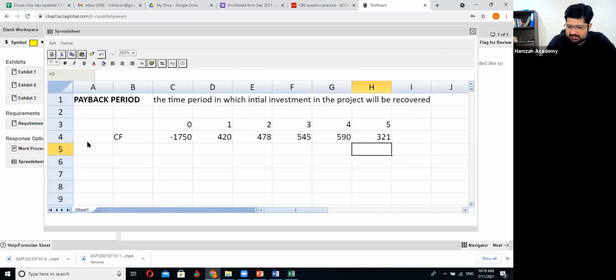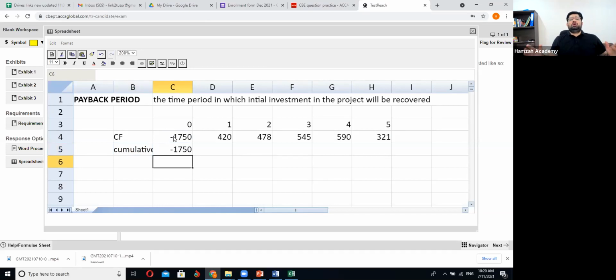For example, these are the cash flows of the project. Now, how to calculate payback? We need to make another row, cumulative cash flow. Here it is negative. Cumulative means total to date. Now, just see here.